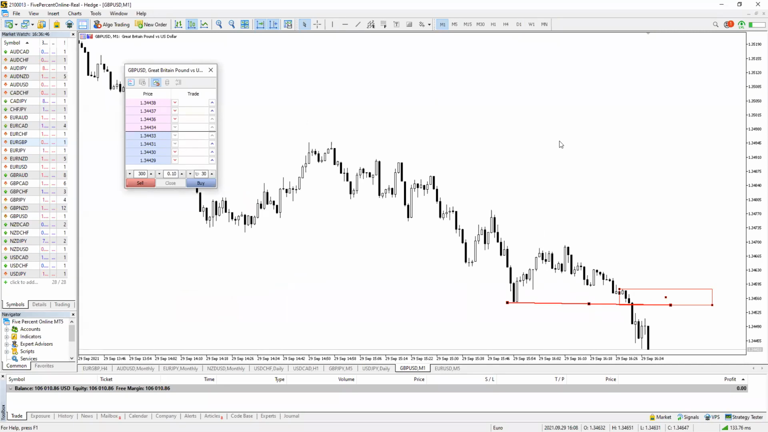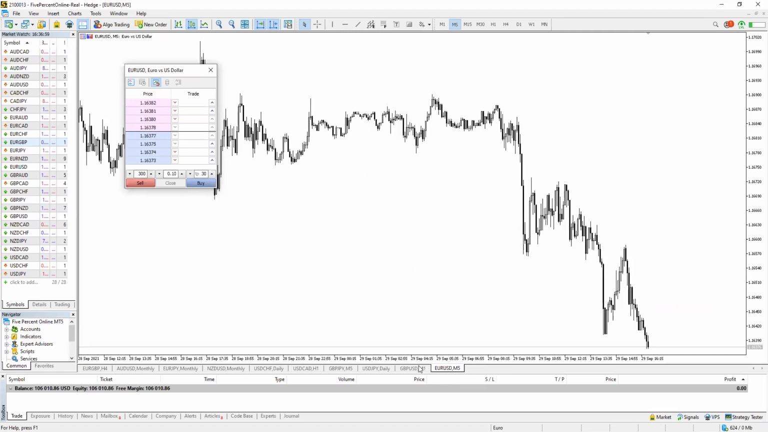Stephen, do I draw demand and supply using wicks or body of candles? I try to zoom in as much as possible, but I do consider wicks. But then I try to go to a lower time frame to see how the wick was formed and to see if there was again supply or demand formed there. Let me give you an example of that.